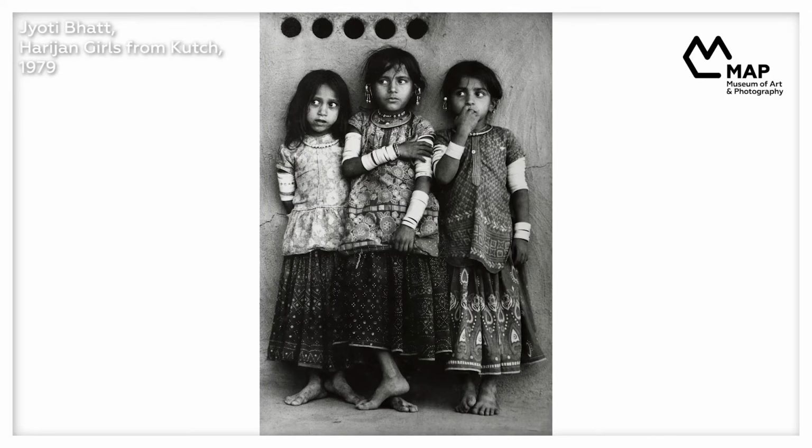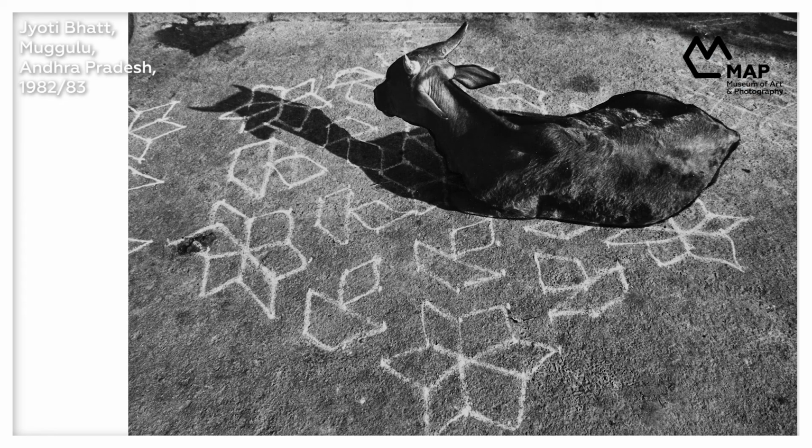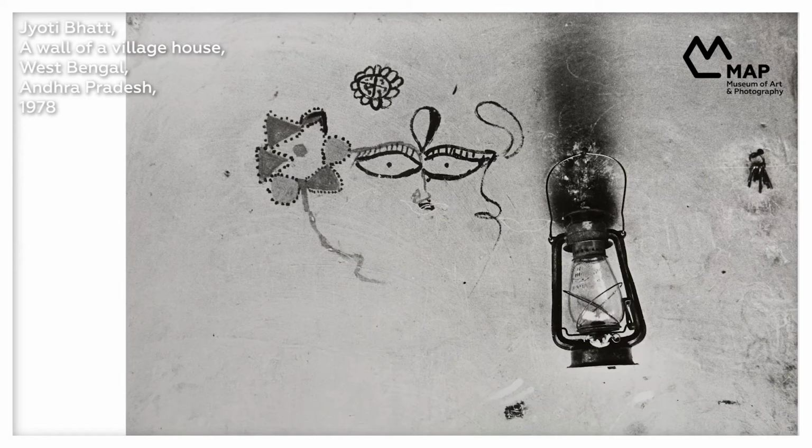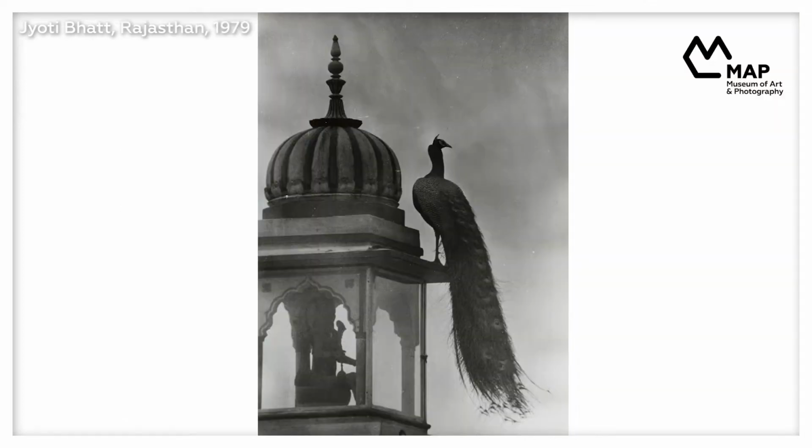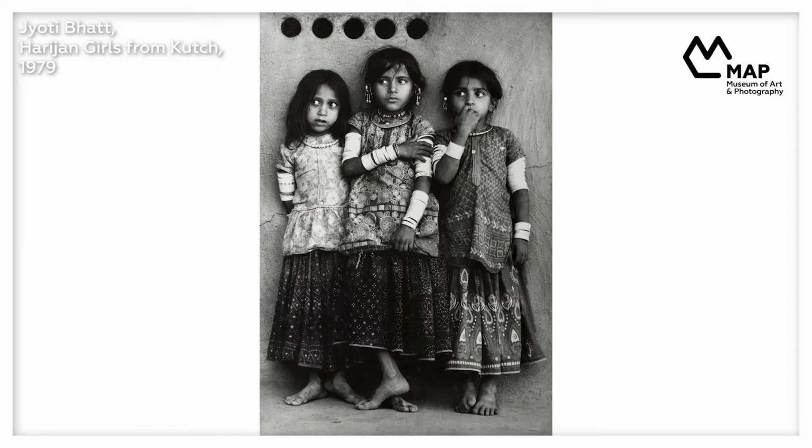This image titled Harijan Girls from Kutch was photographed in 1979. This was also a time when Bhatt was at his most experimental, frequently drawing inspiration from traditional forms and motifs in his work. Despite exposure to Western norms of artistic education, Jyoti Bhatt's work shows a balance of modernity with indigeneity. One of Bhatt's most popular images, it shows three young girls, possibly from the Meghwal community of the Bunny grasslands.